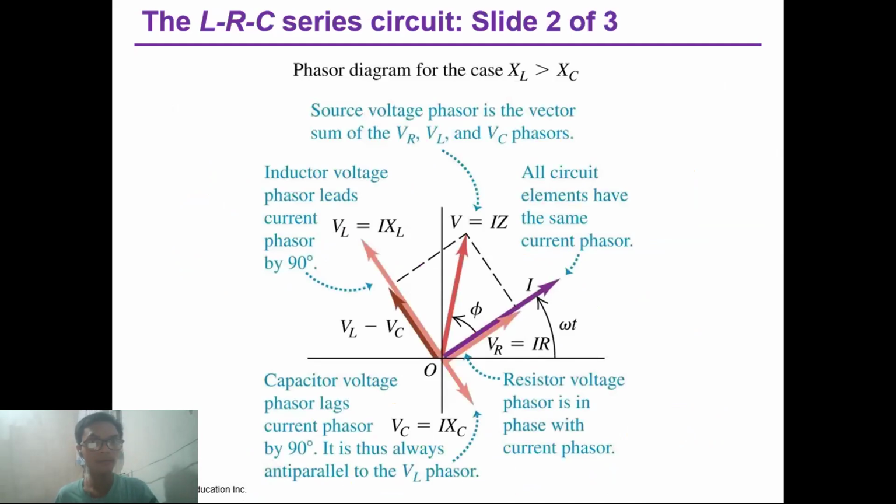So we have here a phasor diagram for the case in which X sub L is greater than X sub C, or the inductance is greater than the capacitance. The source voltage phasor is a vector sum of the resistor voltage, the voltage of the inductor, and the voltage of the capacitor phasors. So graphically, voltage across each element may not be in phase.